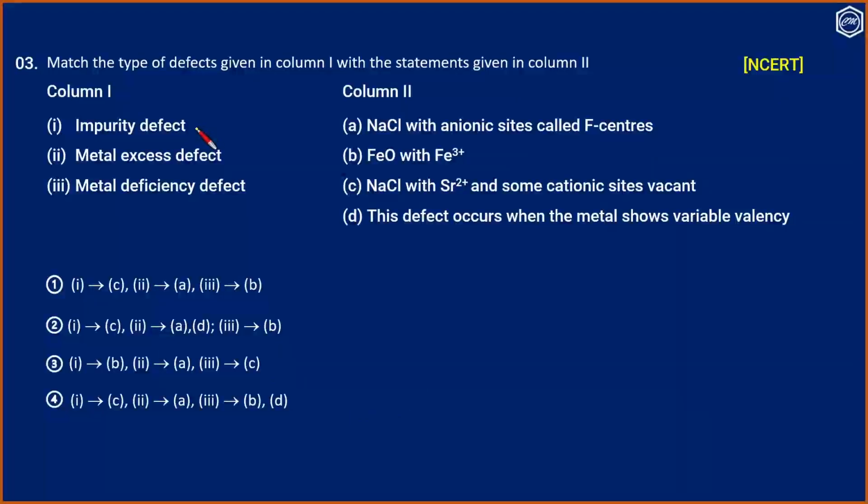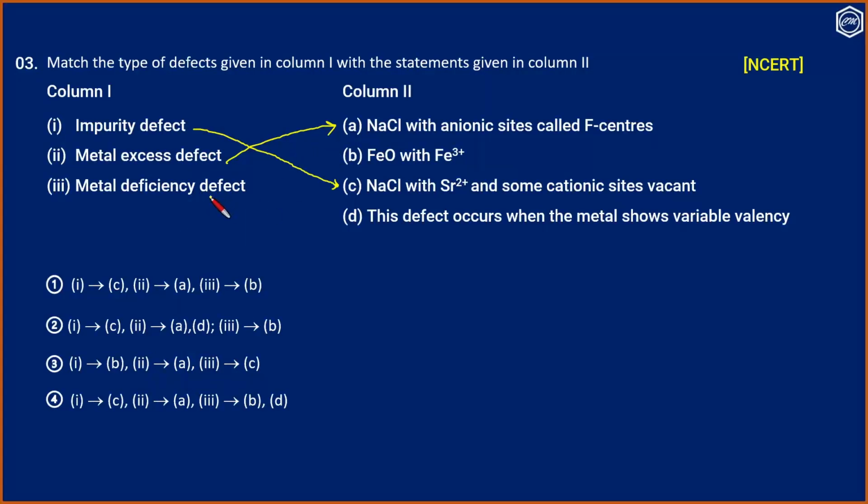Impurity defect is due to the presence of a foreign substance, sodium chloride with strontium ions and some cationic sites vacant. So 1 can be connected to C. Then metal excess defect, that is sodium chloride with ionic sites called F-centers. And these F-centers are created by evaporation of some of the anions to the surface of the crystal. It generates excess amount of sodium ions. So it is a metal excess defect.